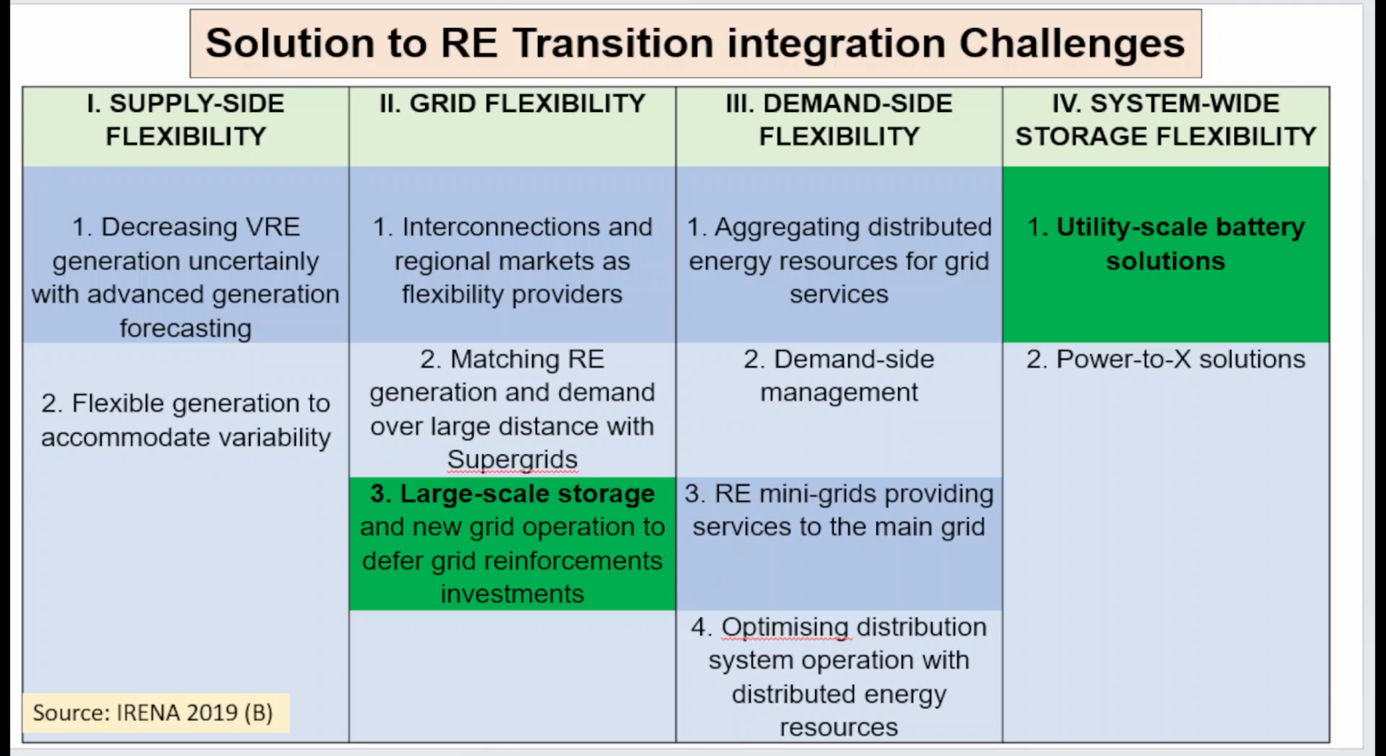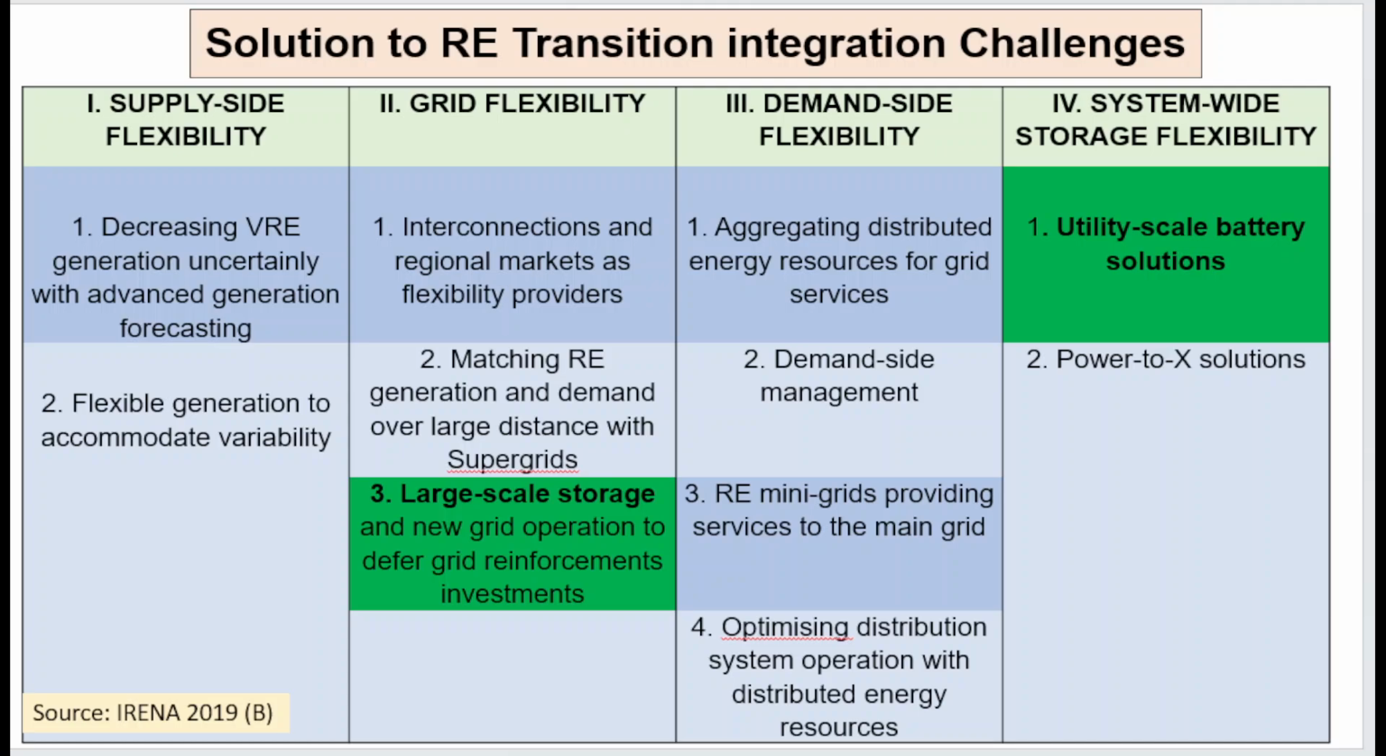Briefly, we can discuss, in the supply side, we have decreasing variable renewable energy generation uncertainty. So with advanced generation forecasting, if we have better weather forecasting systems, we can have better prediction of the renewable energy. In that terms, we will have to deal with less uncertain variable renewable energy generation. Further, flexible generation should be there from the generating sources to accommodate variability from other sources.